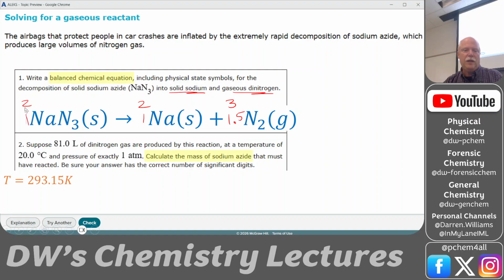All right, now we calculate the mass of sodium azide. And we're at a temperature of 20 C. So let's get that out of C. We're going to add 273 to 20, and we get 293.15. And our pressure is 1 atmosphere. Okay. And we've got 81 liters. Okay. So we're asked for the mass.